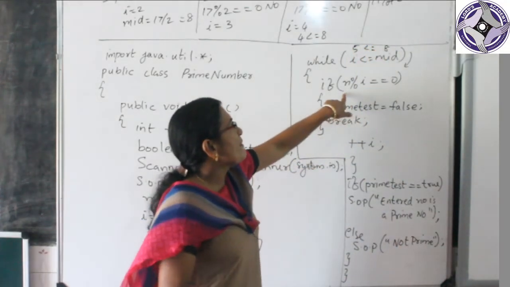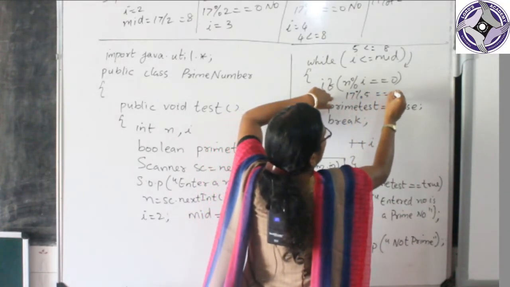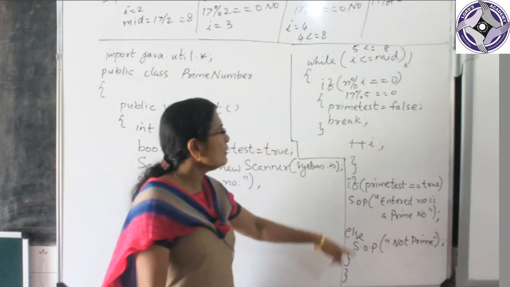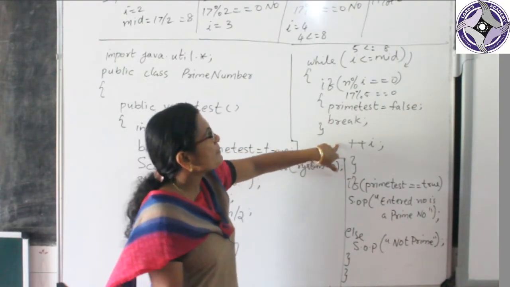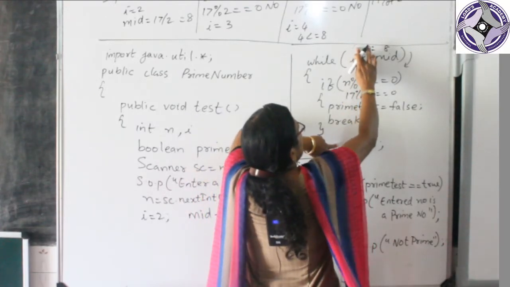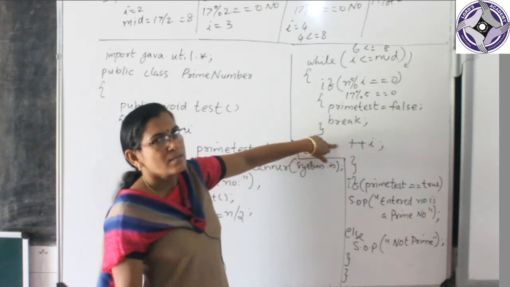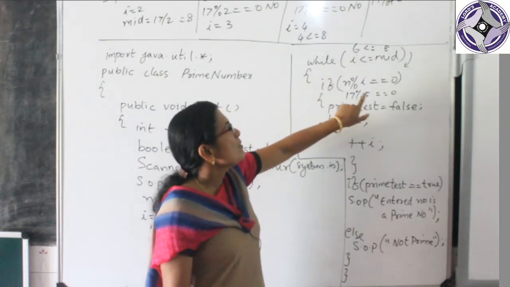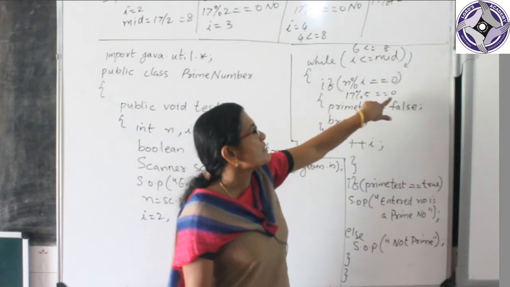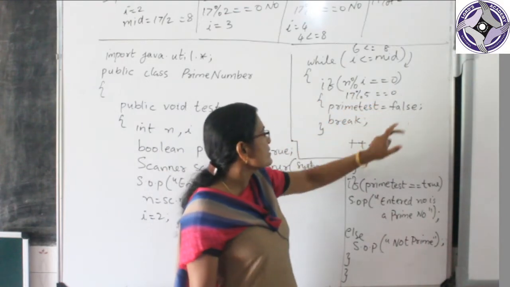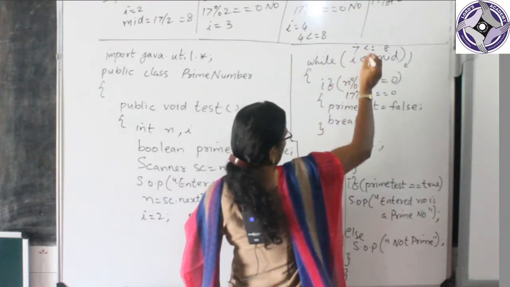Yes. So 17 modulus 5 equal to 0? No. So this particular part will not be executed. I is incremented to 6. 6 less than or equal to 8. Yes, 6 is less than 8. So control enters into the loop's body. 17 modulus 6 equal to 0? False. Plus plus I. Value of I becomes 7.